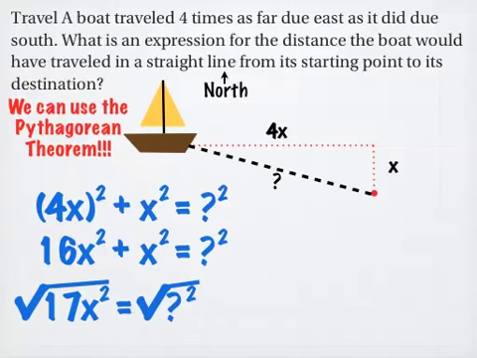So I have the square root of 17x squared is going to be my answer, except I can simplify that. Now 17 is a prime number. It does not have any factors besides 1 and itself, and it's not a perfect square for sure. But x squared is a perfect square. So I'm going to be able to take x squared and bring the square root of x squared out in front of my radical, which gives me an answer of x square roots of 17.